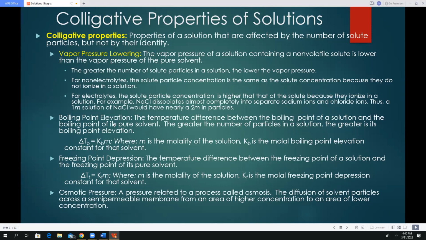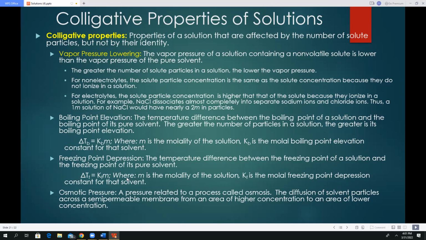So it is right here, let's see, there it is, delta TB. So it is the solution and the boiling point. The delta TB is the boiling point elevation for whatever substance you have. For example, delta TF is KF times m, which is once again the molality. This is molality, not molarity, of the solution.